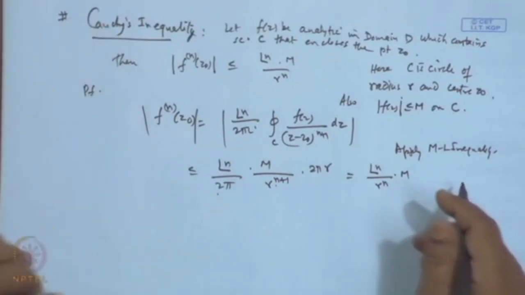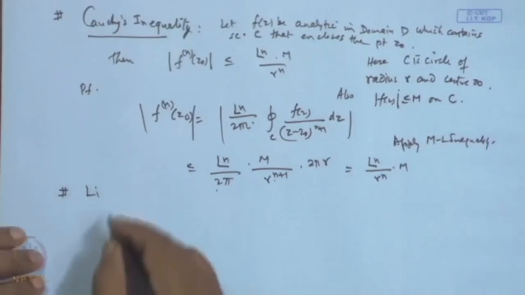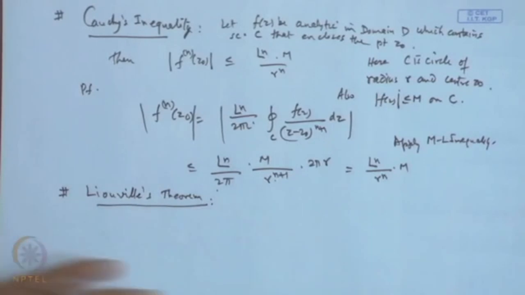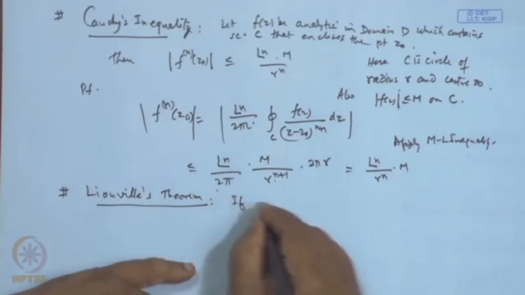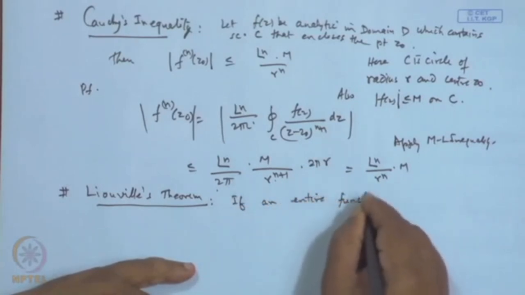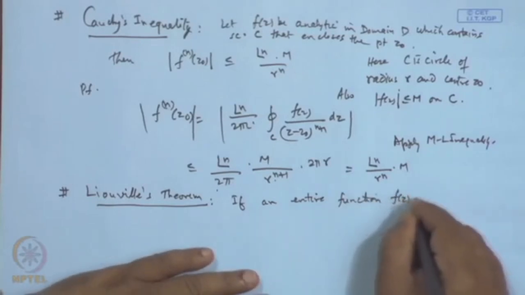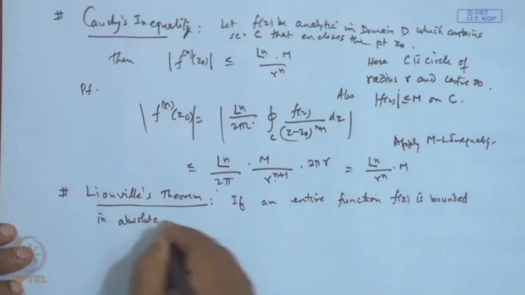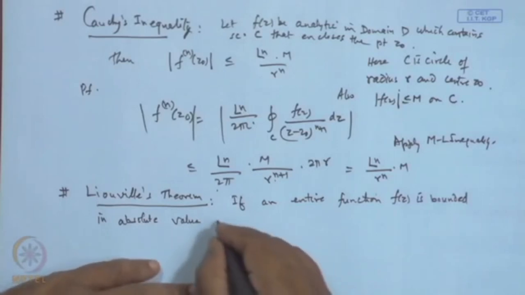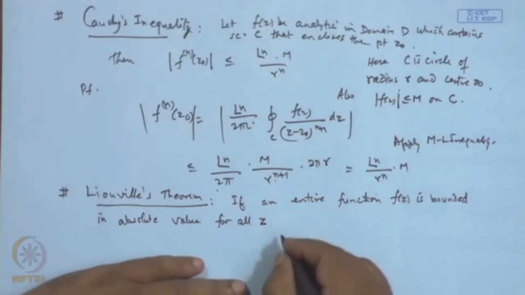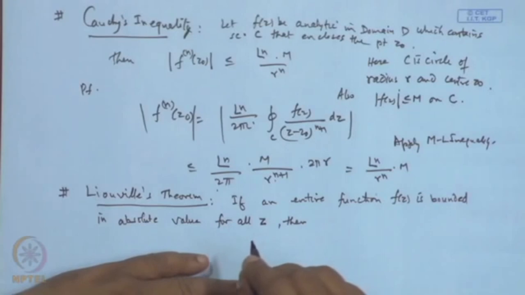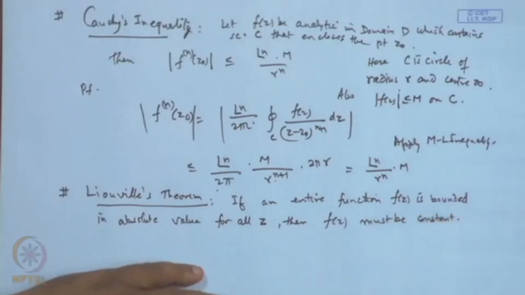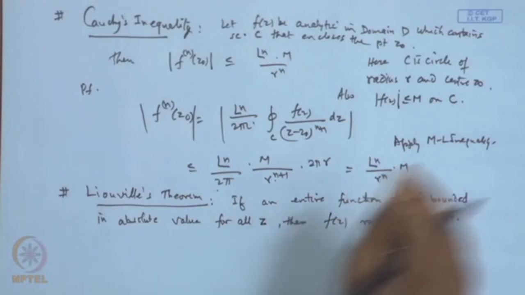Now, from here we also conclude another result, which is known as Liouville's theorem. What this theorem says is, if an entire function f(z) is bounded in absolute value for all z, then f(z) must be a constant function. So, we can say in short that a bounded entire function is always a constant function.